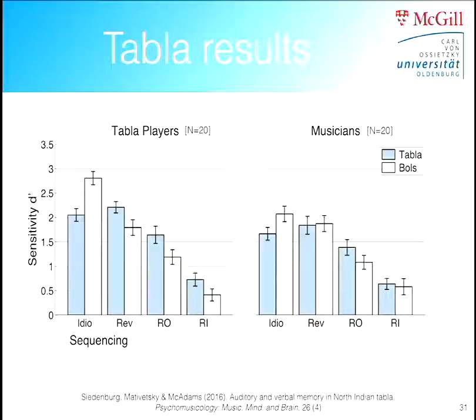So these are the results. I'll go very quickly. There is no significant difference between tabla players and musicians, which was remarkable for us at first sight. There's a strong effect of the sequencing condition. So if you go from left to right, if you remove structure, idiomatic sequences, reversed sequences, random order sequences, and random item sequences, you lose sensitivity, you lose performance in discriminating these changes in order.